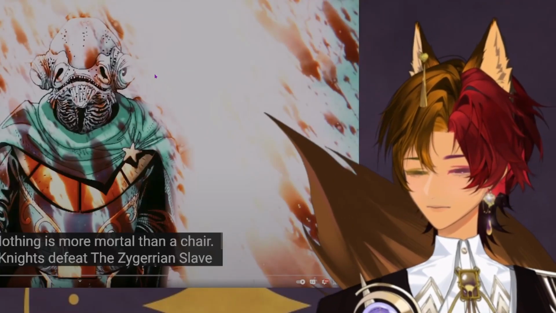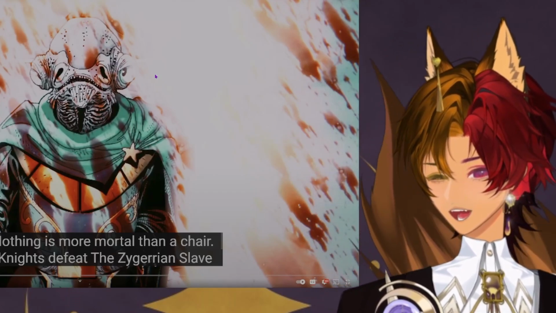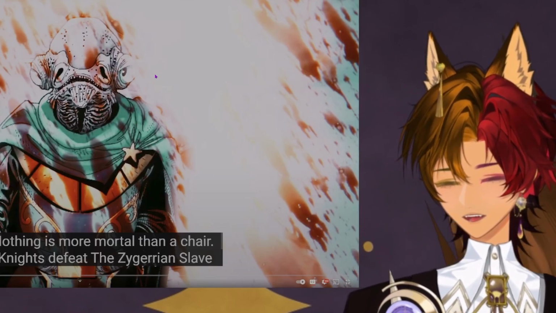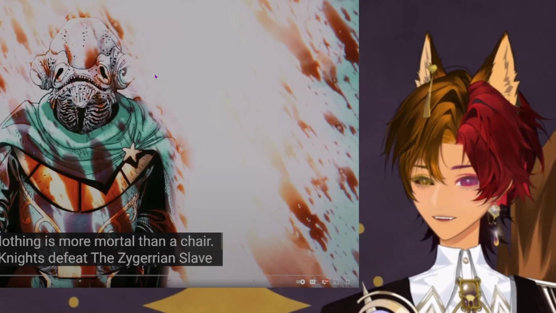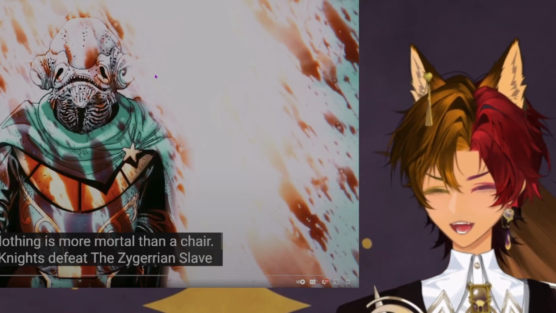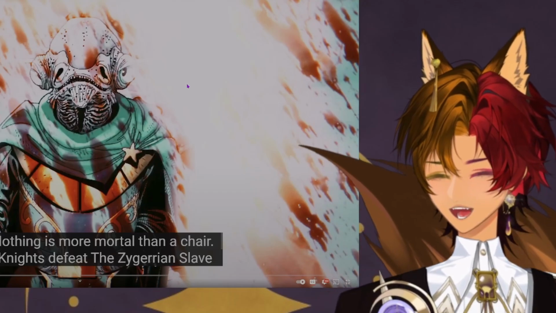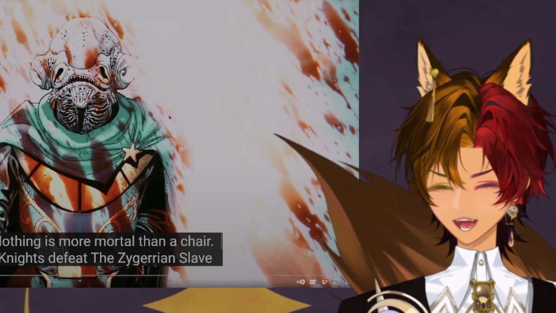I don't know where my information came from for this, but I've heard of this story. I've heard of this story for some reason. I don't know where or when, but I've heard of this story specifically about a man claiming he can't die to mortal means, and then he immediately gets executed by a chair.